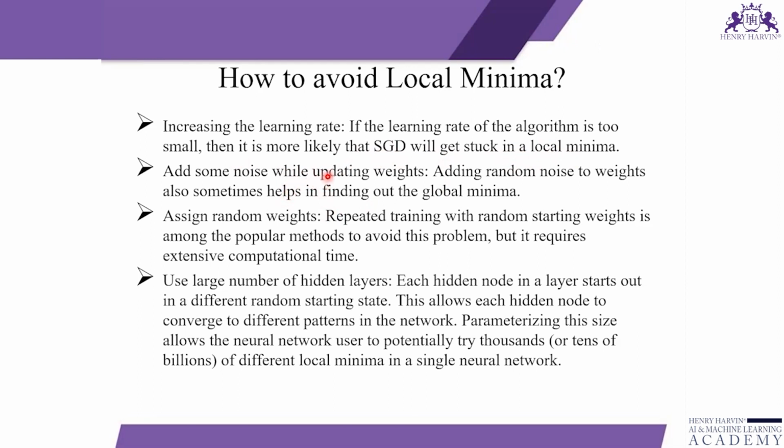We can add some noise while updating weights. When we add random noise to weights, this can sometimes be helpful in finding the global minima. Assign random weights. Repeated training with random starting weights is the most popular method that we try to avoid this problem, but here the problem is the computational time. We can use a large number of hidden layers. Each hidden node in a layer starts out in a different random starting state, so this allows each hidden node to converge to different patterns in the network. Parameterizing this size allows the neural network user to potentially try thousands of different local minima in a single neural network. Hope this is clear to you.